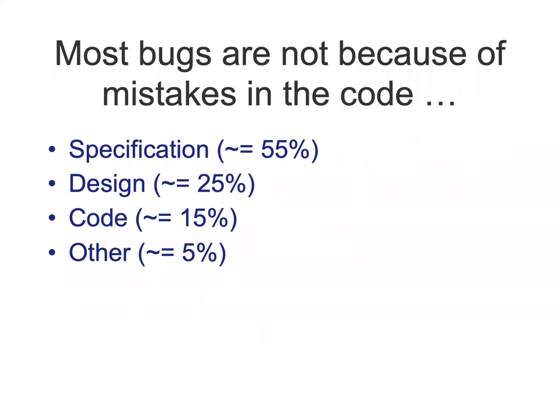Most bugs are not because of mistakes in the code. The code is fine. Everything is good. 55% of the bugs are because of specification. I am talking about the requirements, the checklist that you get from the end user or the product owner or whoever is trying to build this application. And what happens is the ambiguity is there.